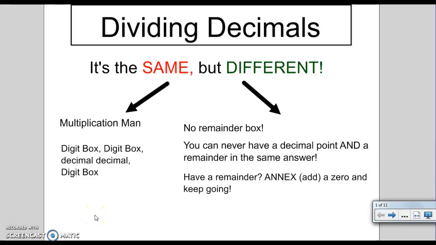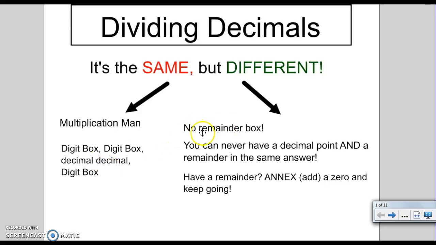All right, boys and girls, we are dividing decimals. It is the same but different. We know it's the same because we're still going to have multiplication man and we're going to digit box. We're going to digit box now, but instead of just digit box, it's going to be digit box, decimal, decimal, digit box, wherever that decimal falls.